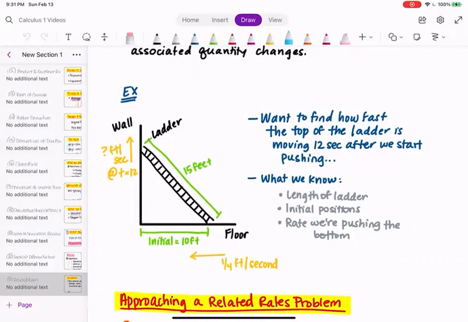How can I determine from that how fast the top of the ladder is rising with respect to the floor? I'm given the length of the ladder, but I'm also given the rate at which the bottom is moving toward the wall. So given the length of the ladder and information about the rate the bottom is moving, I should be able to find the rate that the top is moving.